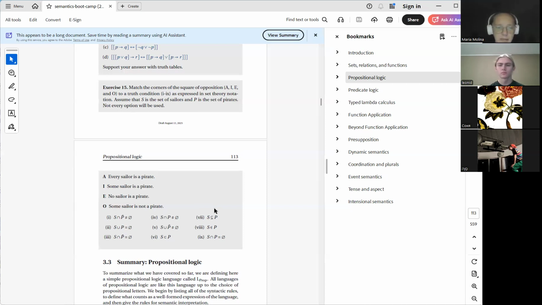Now, some sailor is a pirate. Number 4. How do we read number 4? The intersection of sets sailors and pirates is not empty. It's not an empty set. The intersection is not an empty set. Right.